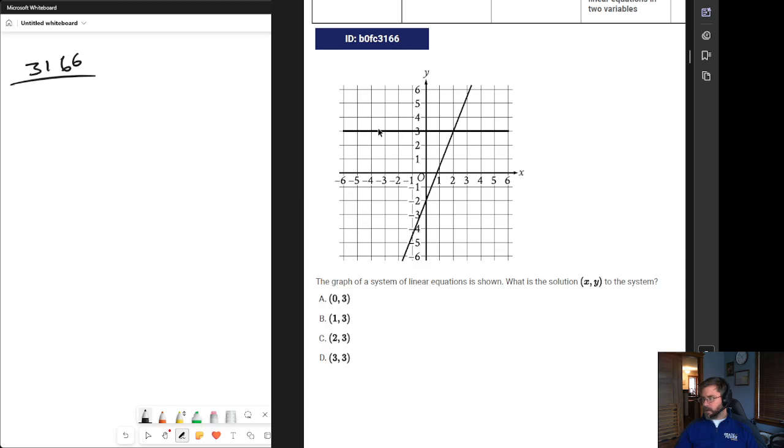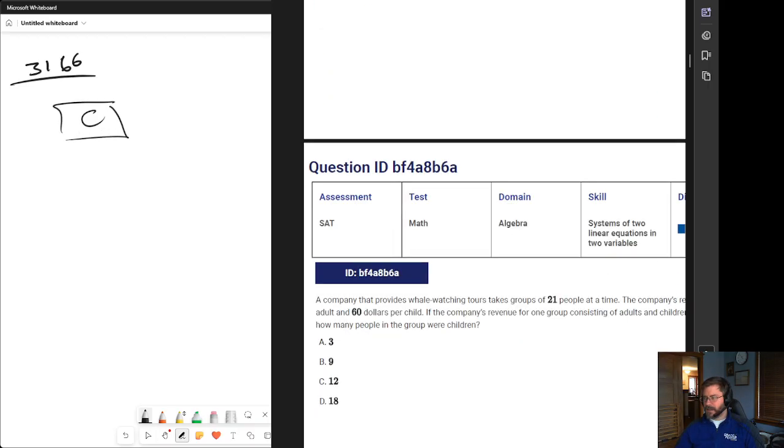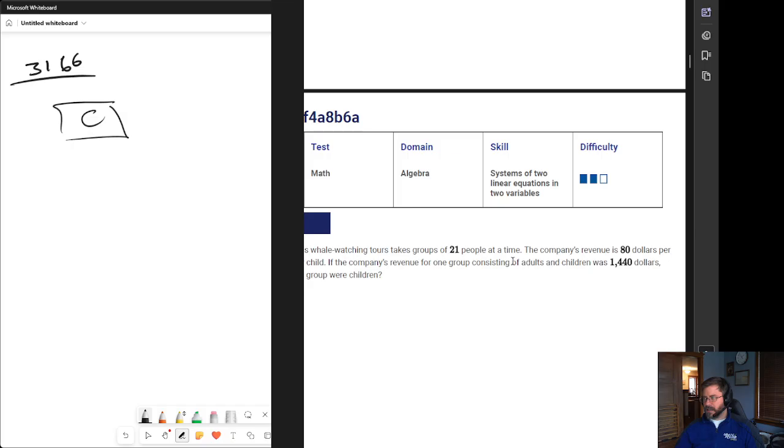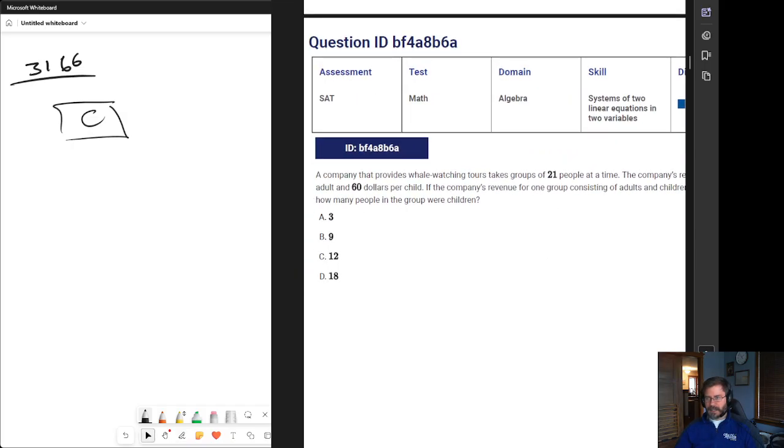So we've got a horizontal line here. We've got a slanted line there. What is the solution to the system? Well, the solution is just where they intersect. So that's 2, 3. That's C. Sometimes it is that easy. They are just looking for the definition of something. And you got to have that fluency, the mathematical fluency of the terms. You got B6A.